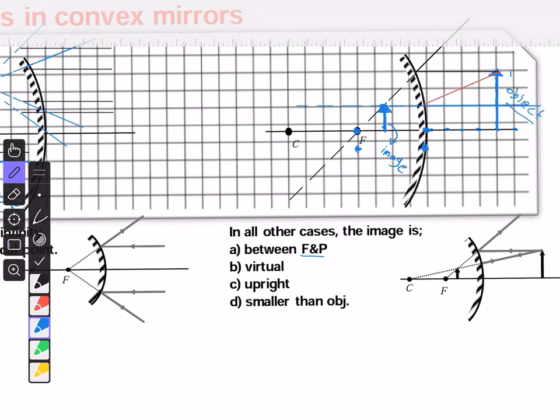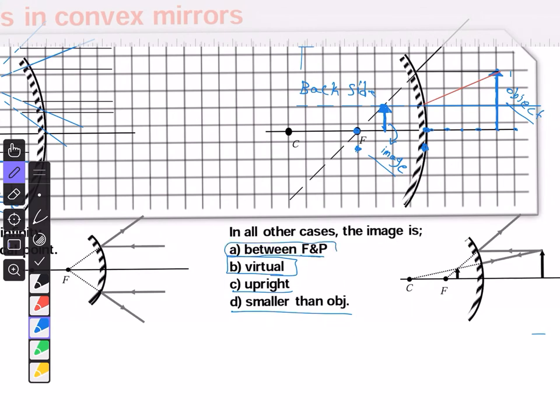Look, the object is bigger, the image is smaller, right? That's why it is smaller than the object. We wrote the image is upright, right? The image is upright. And it's virtual. Why is it virtual? Because it is at the back side of the mirror. That's why we say it's virtual, and it's coming from the intersection point of the imaginary lines, not the straight lines, not the real lines, and it's between the focal and pole.